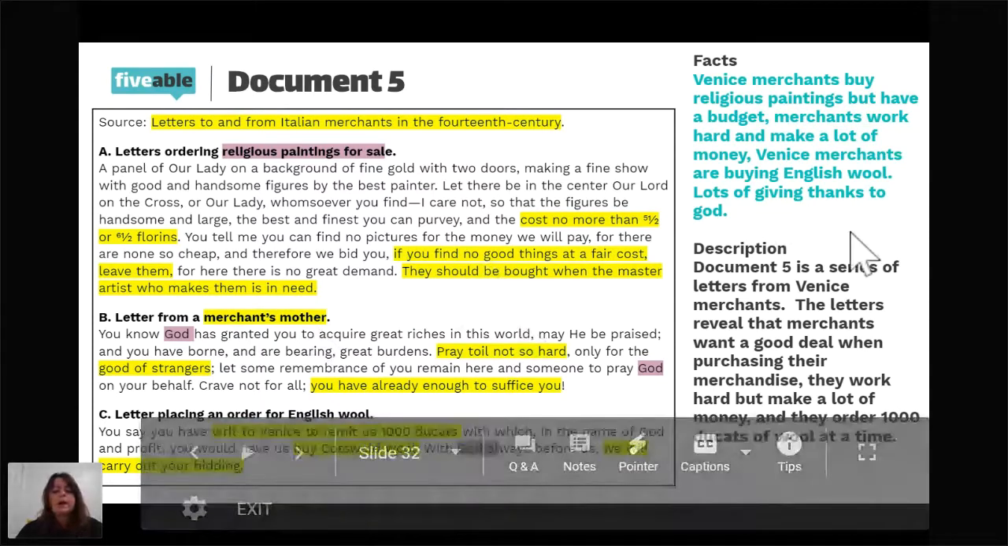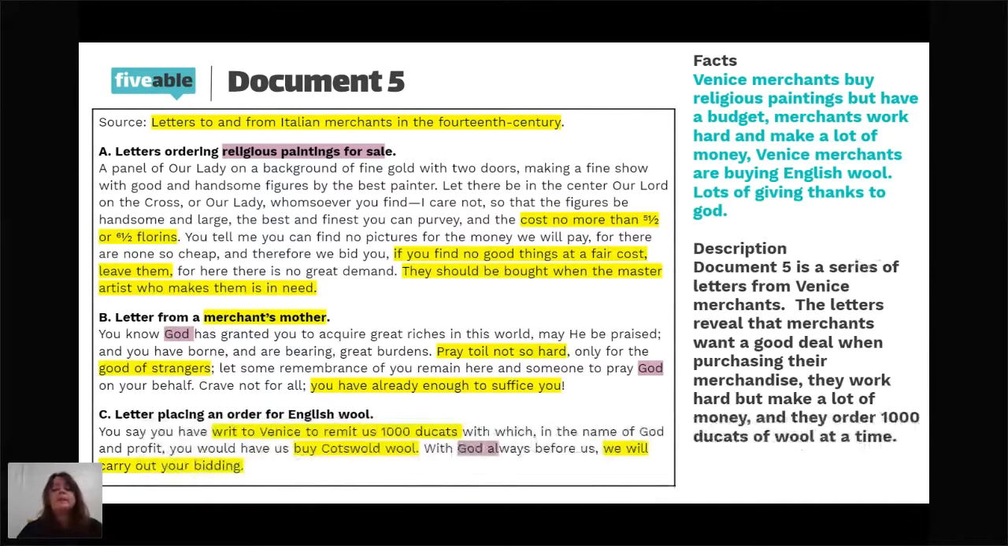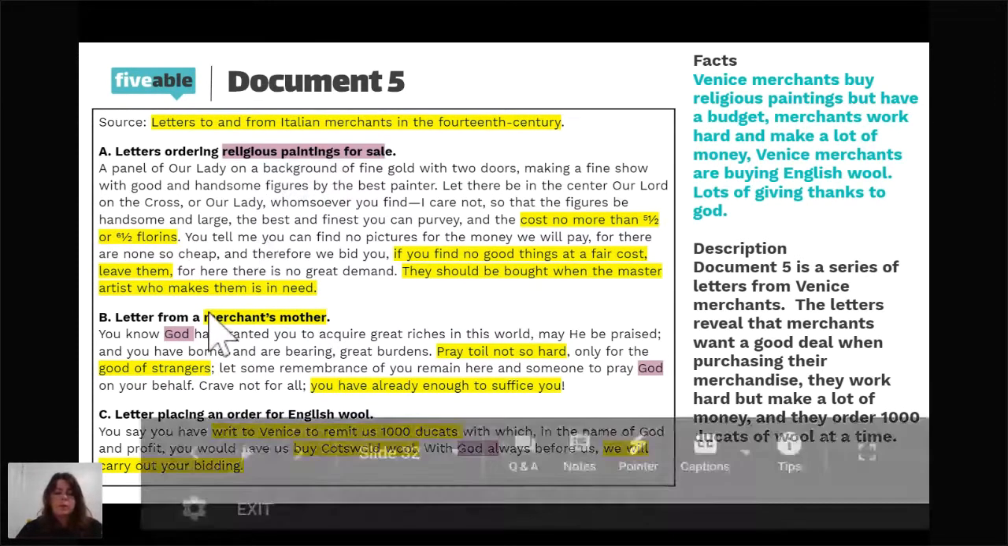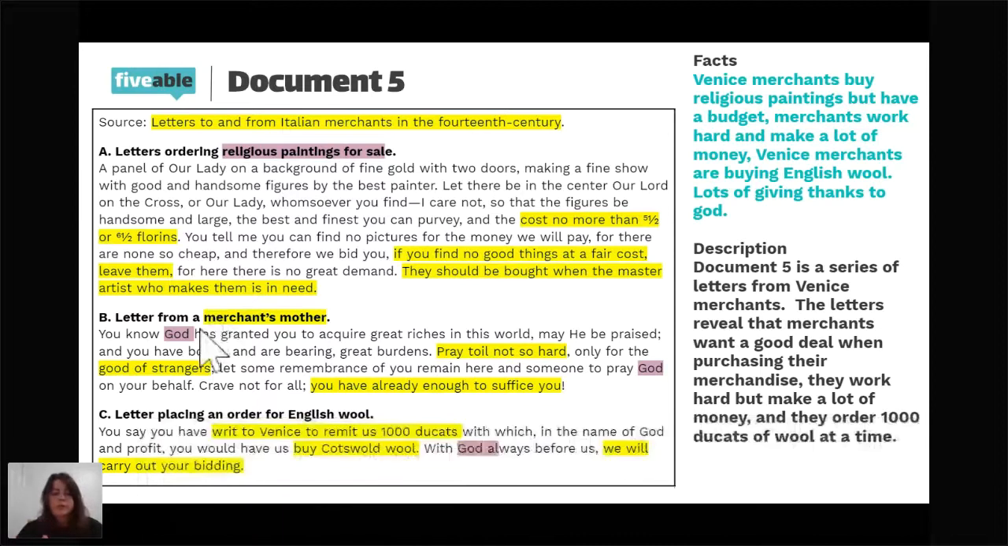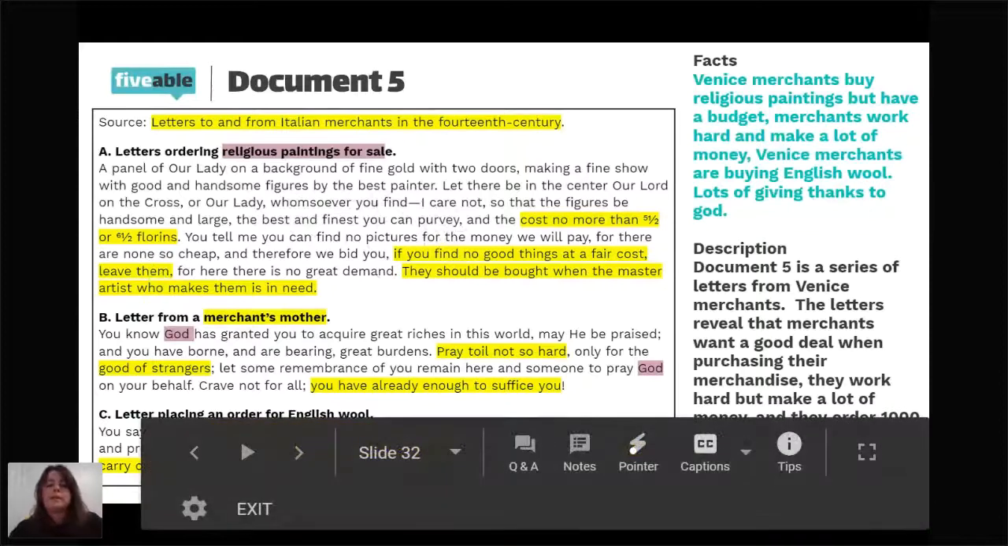Venice merchants are buying English wool, lots of giving thanks to God. So I went and marked it in pink, because we're looking for those cultural beliefs or religions shaping the attitude towards merchants or trade. And it looks like they're thanking God for their good fortune, right? And for their trading. I think that's going to be important and probably something we want to put in our essay. Okay, so how did I turn that into a description?